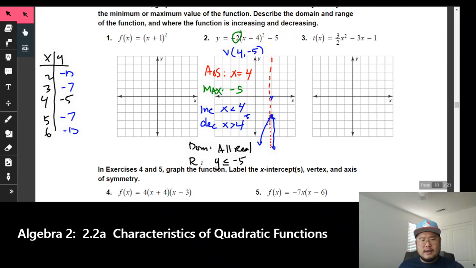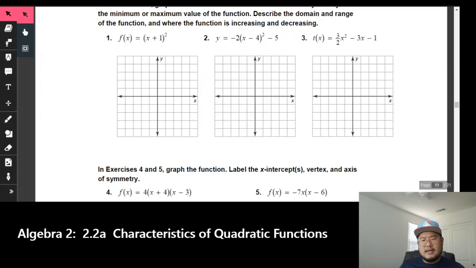All right, last one. Let's take a look at number 3. On number 3, our function is not in vertex form. It's in standard form. So if I want to start off and find the axis of symmetry, I have to figure out what B and A is. Remember, the axis of symmetry, the equation is x is equal to h, or it's also x is equal to -b over 2a. So right here, my b term is -3. My a term is 3 over 2.